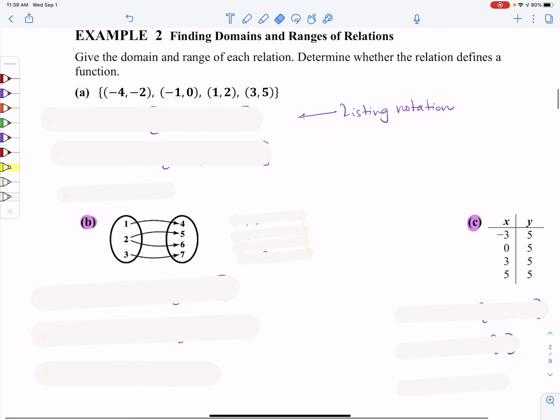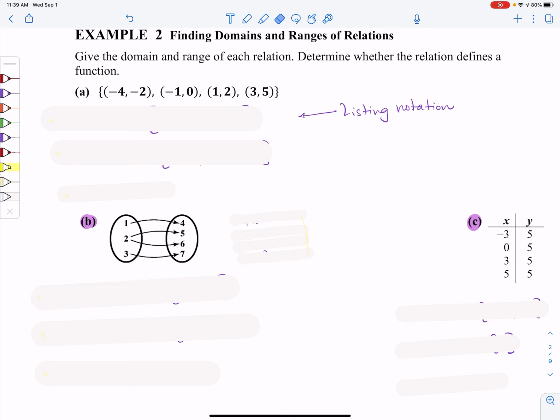Example number 2 says that we should give the domain and the range. All right, so here's a set, part A, and all of my domain values are going to be my x values. There's only 4 of them, so I can list them out: -4, -1, 1, and 3.